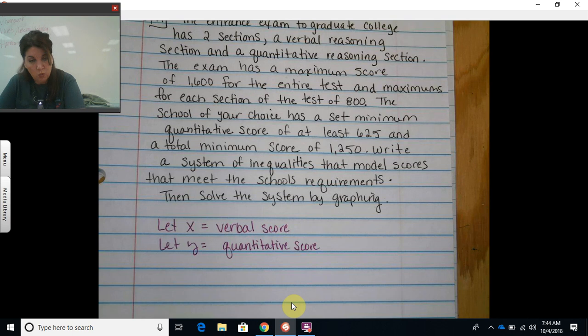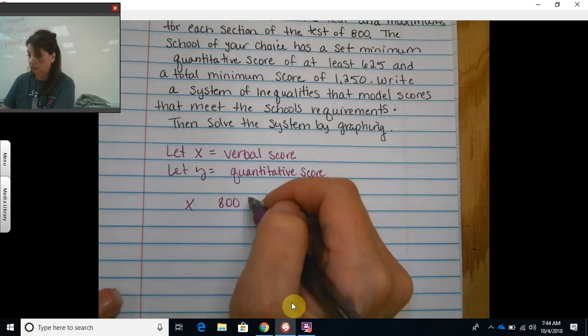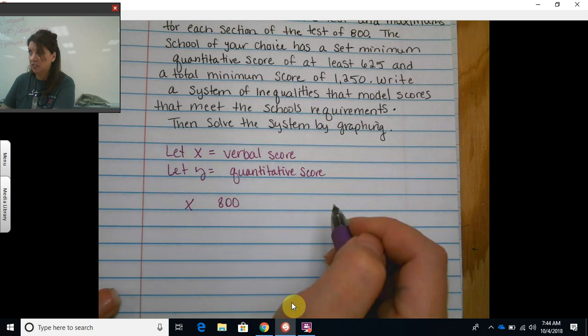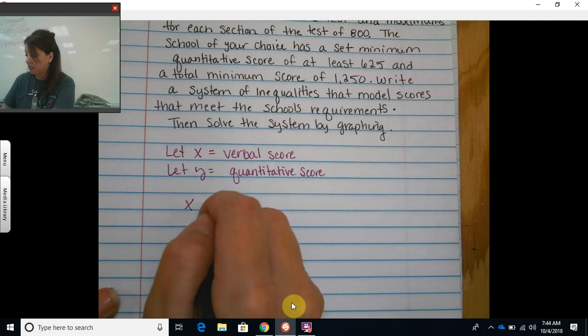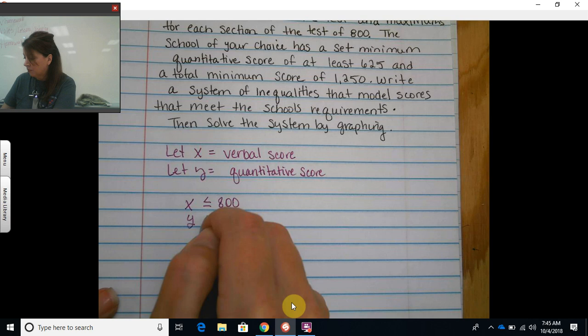So we know that 800 is the maximum you can get on each section, right? So if 800 is the maximum, then my verbal score has to be greater than, less than, greater than or equal to, less than or equal to 800. What would it be? If 800 is the maximum, it'll be less than or equal to. You can score exactly 800 or less than 800. Can't score over 800 if it's the maximum. And the quantitative score also has a maximum of 800. So it is less than or equal to 800.